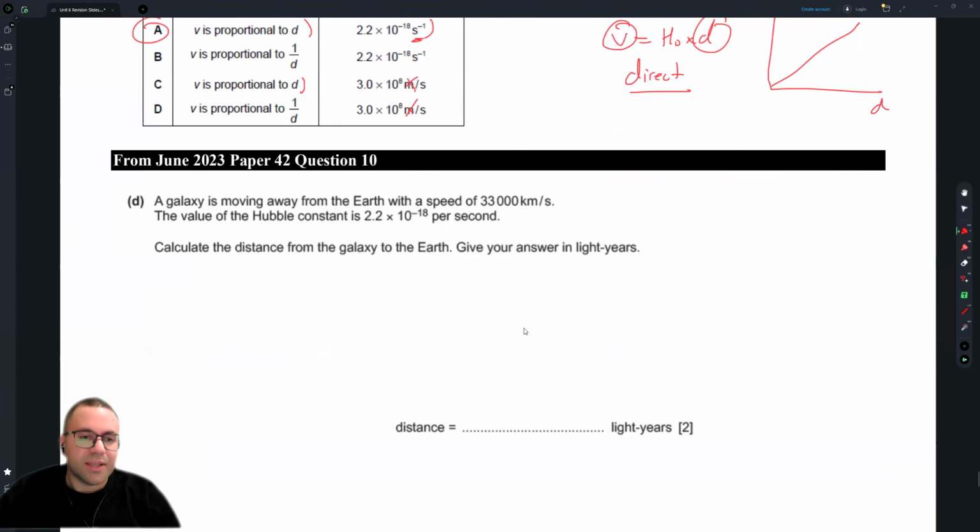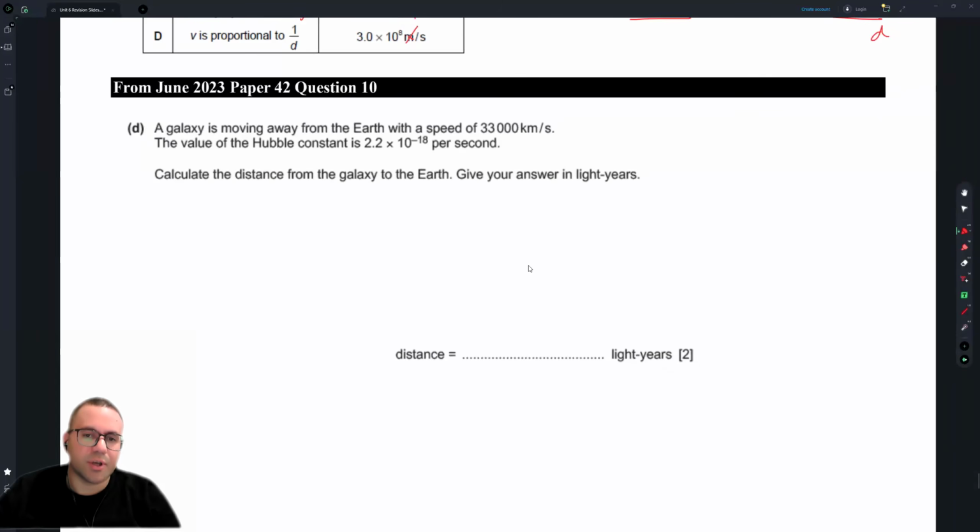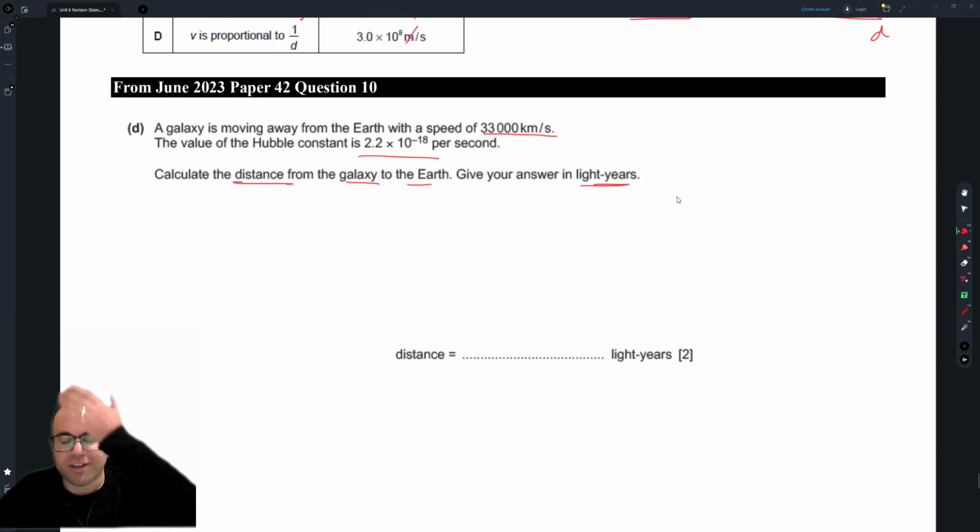Next. A galaxy is moving away from the Earth with a speed of 33,000 kilometers per second. The value of the Hubble constant is 2.2 times 10 to the power of negative 18 per second. So he's given us the Hubble constant. Maybe I'll use that. Maybe I won't. And he says the galaxy is moving away from us at this speed. What is the distance from the galaxy to the Earth? Give your answer in light years.